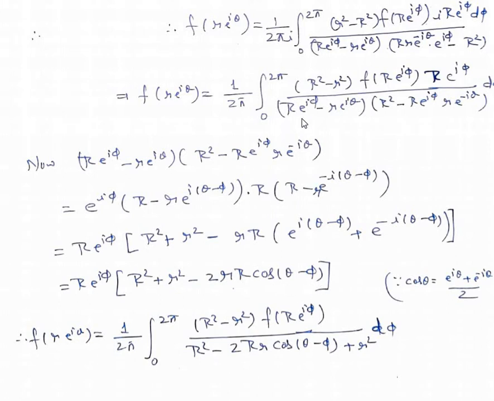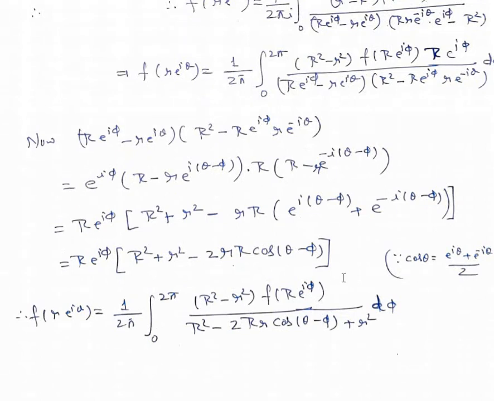So substitute this in the denominator. So Re^{iφ} will get cancelled. So therefore f of re^{iθ} is 1 upon 2π integral 0 to 2π, (R² minus r²) f(Re^{iφ}) divided by R² minus 2Rr cos(θ minus φ) plus r², dφ. So this is known as Poisson's integral formula.